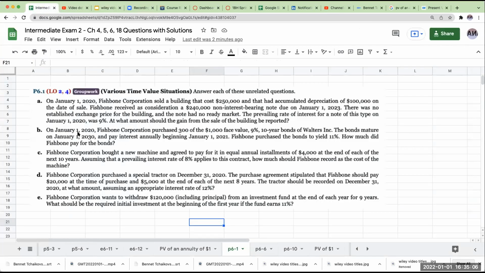Okay. So we're doing problem 6-1, which is going through and looking at various different time value situations. So let's take a look at letter A.